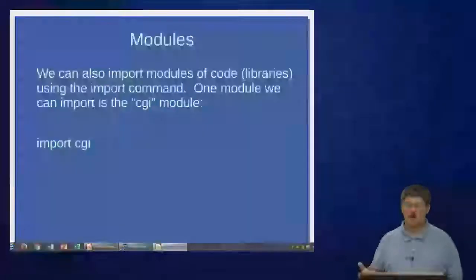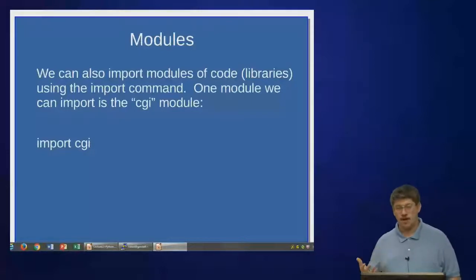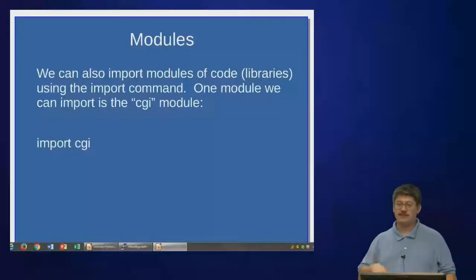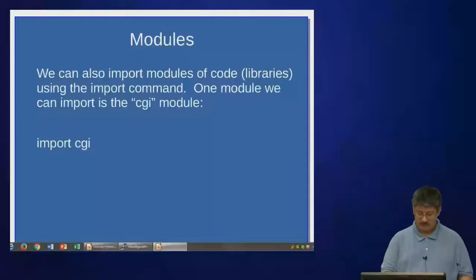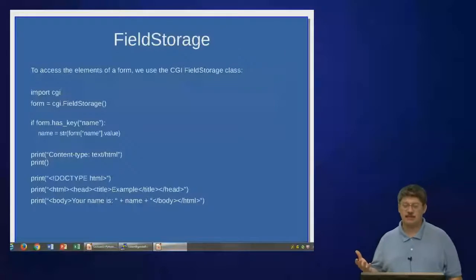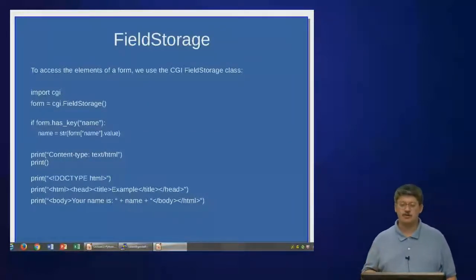You can also import modules of code. Modules are sometimes called libraries in other programming languages. We call them modules in Python, and we use the import command to pull them in. One of the modules that you can import is the CGI module, which of course stands for Common Gateway Interface. This will give us access to the data in an HTML form. To do that, I just say import cgi at the top of my file, and now I can use the CGI functions. If I want to access the elements of a form, I use the CGI module and a class inside that module called the FieldStorage class. It's pretty easy to use.